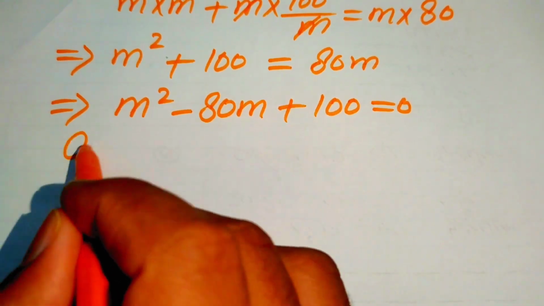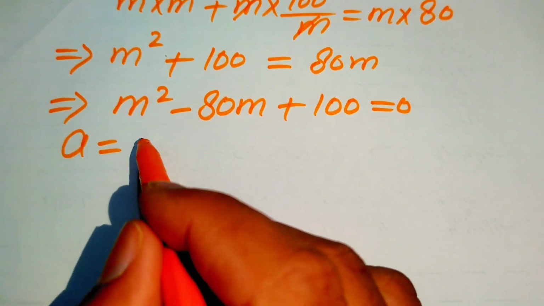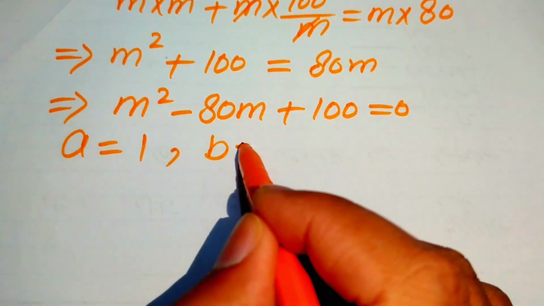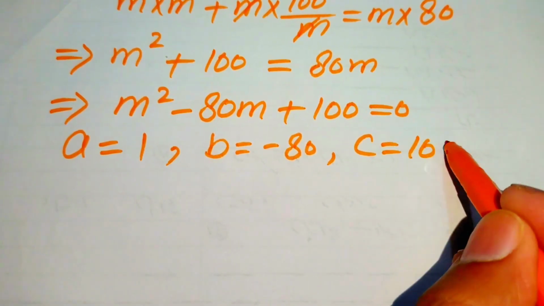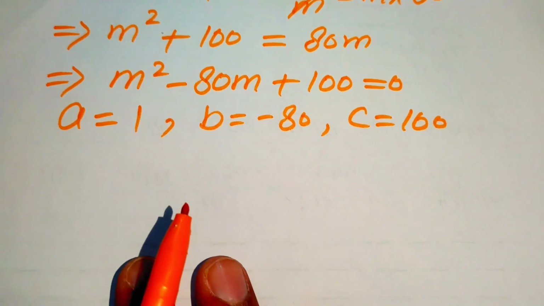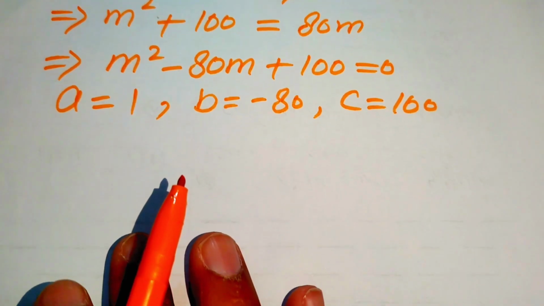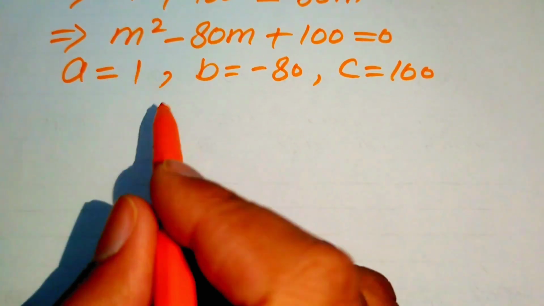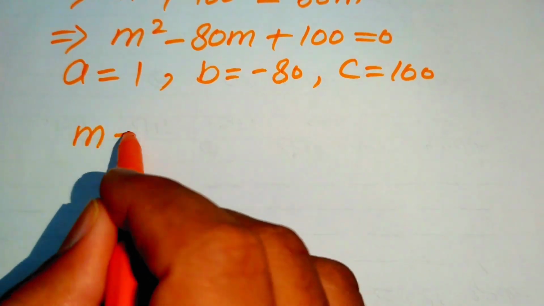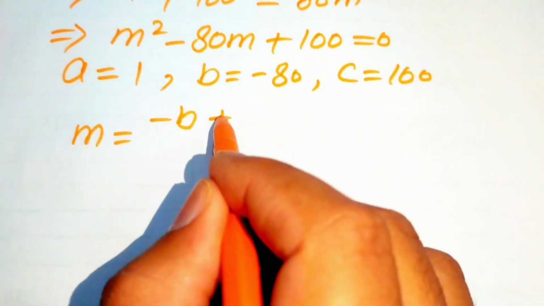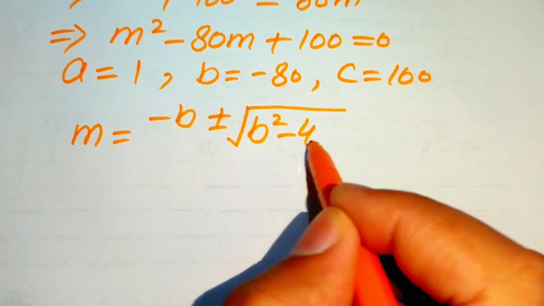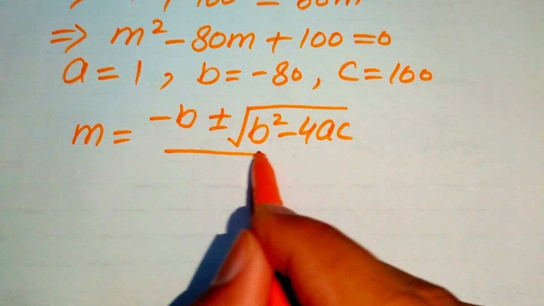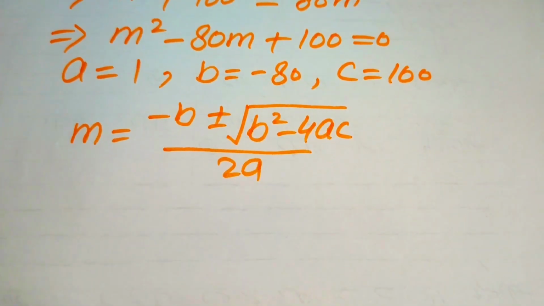And now first we write the coefficients of this equation, and the coefficients are a equals 1, b equals minus 80, and c equals 100. And our quadratic formula looks like this. We have m equals minus b plus minus square root of b square minus 4 times ac, divided by 2 times a.